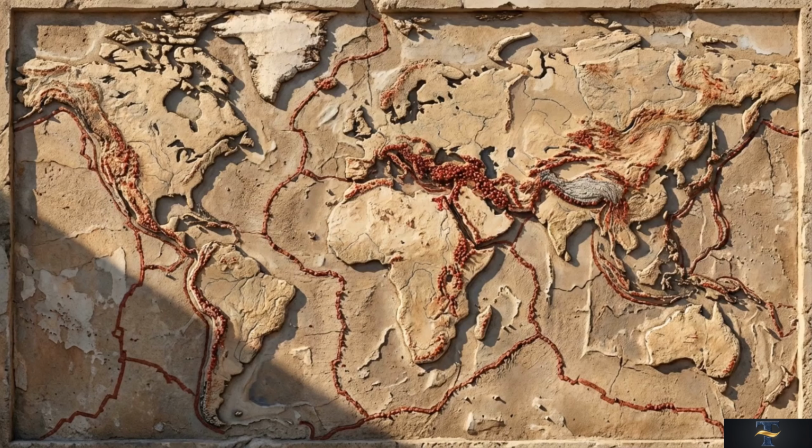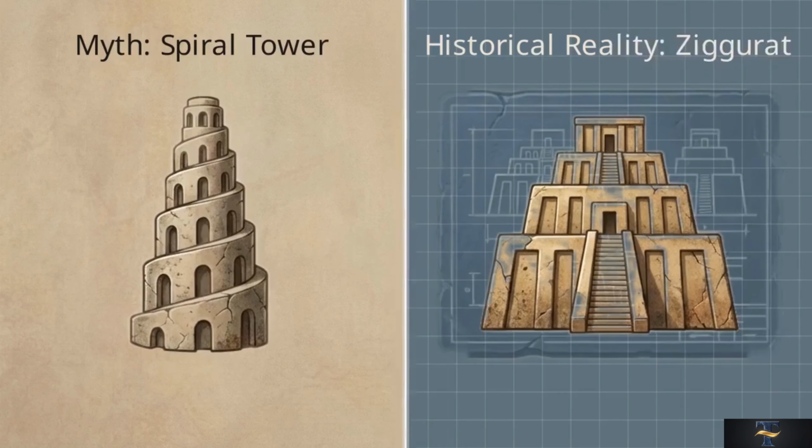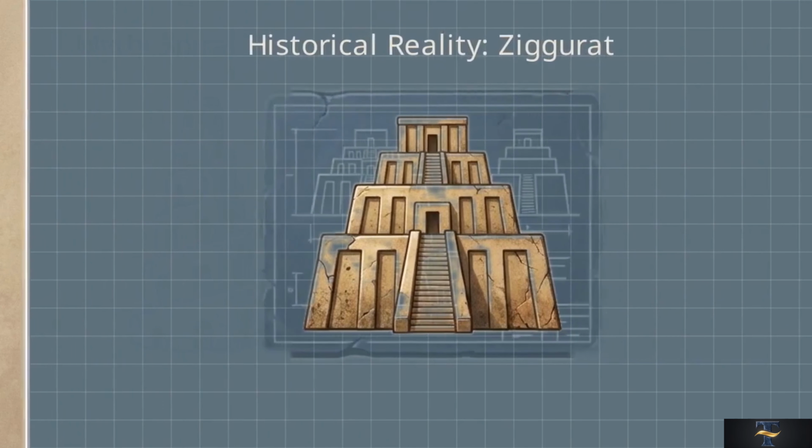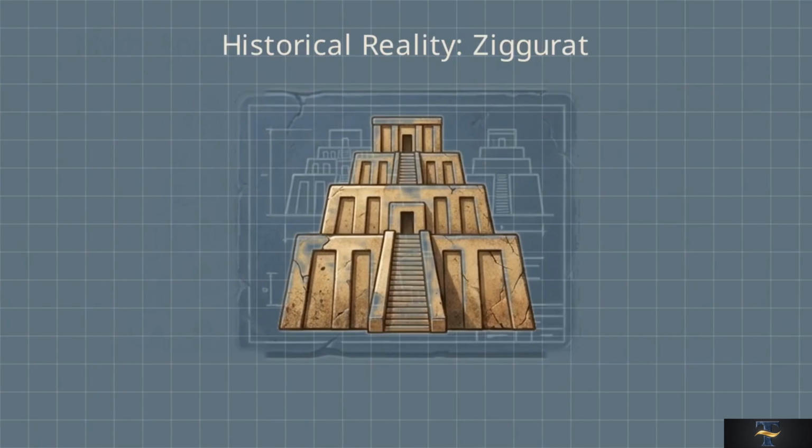The global distribution of these stepped towers acts as a physical fossil record, suggesting that human civilization fractured from a single, highly advanced epicenter. Compared to other ancient myths, the biblical narrative remains remarkably consistent with historical reality.